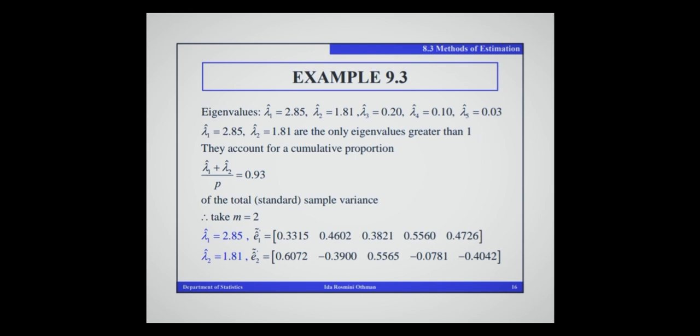Okay, so kalau tengok juga kat sini, bila kita cari proportion, lambda 1 plus lambda 2 divide dengan P. Kenapa bagi P? Sebab kita gunakan R tadi kan. Okay, it is 0.93. So the value is besar lah. So we can say that 90% of the total sample variance is explained by 2 factors. So kita boleh gunakan 2 factors. So we take m equal to 2.